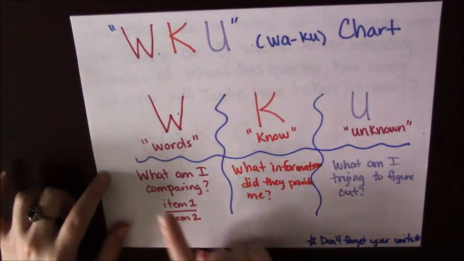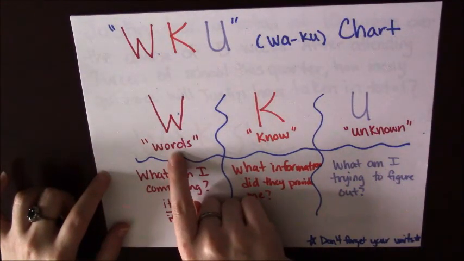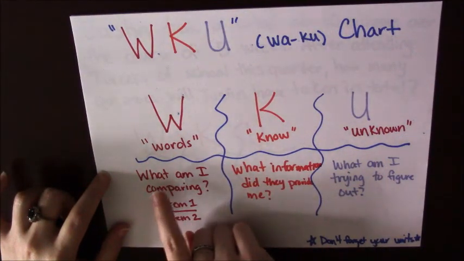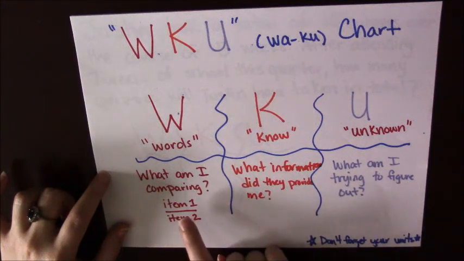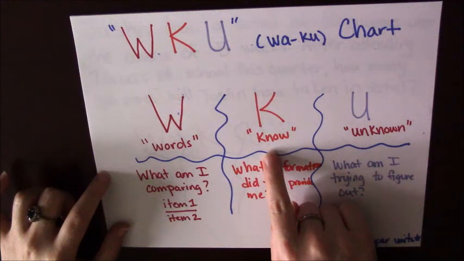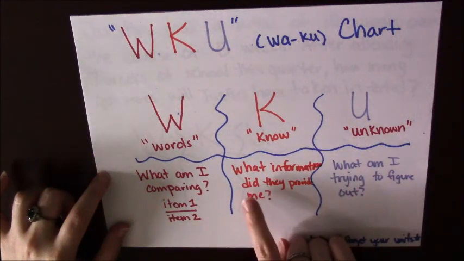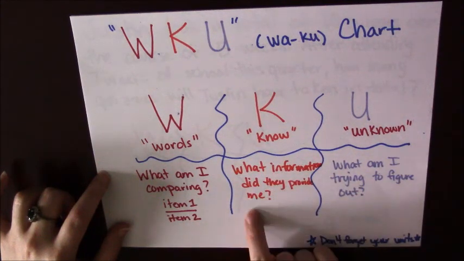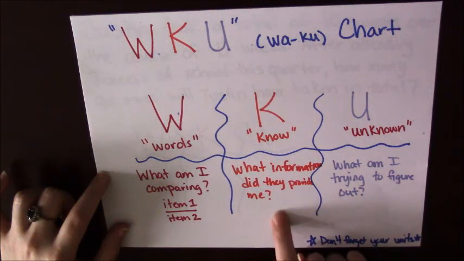In the WAKU chart, we have W. W stands for the words. So in the word problem, what am I comparing? What are they giving to me that I am comparing? Then the K stands for know. What information did the word problem provide me that I know is there?